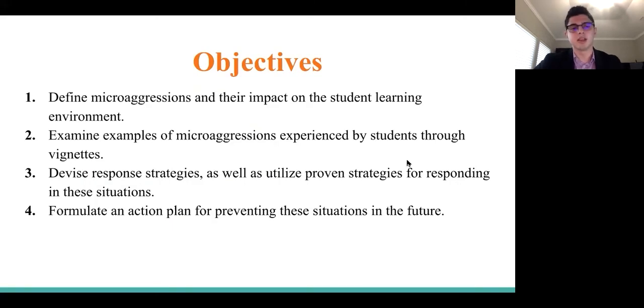So our objectives today. Our first objective is to define microaggressions and how those microaggressions impact the student learning environment. Our second objective is to go through different examples of microaggressions that have been experienced by students throughout different interactive vignettes. Our third objective is to devise response strategies and also utilize proven strategies for responding to these situations. And lastly, come up with an action plan for preventing these situations in the future in the learning environment.